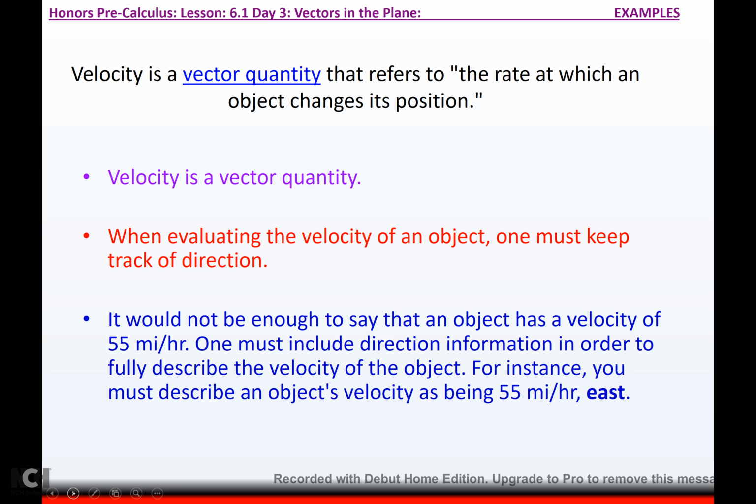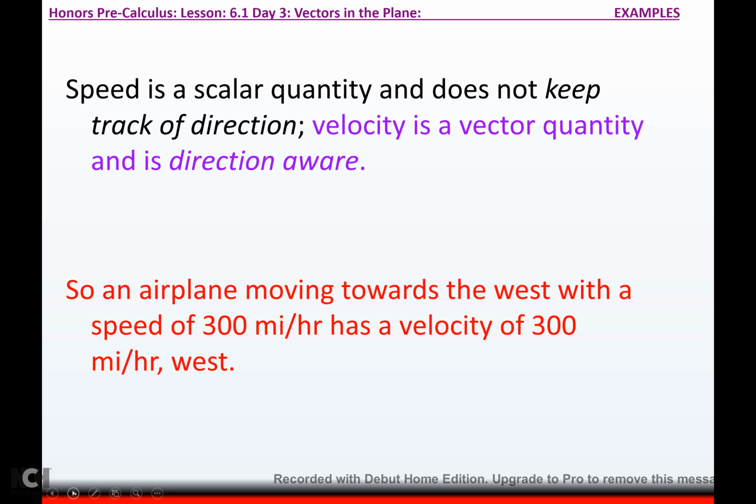It would not be enough to say that an object has a velocity of 55 miles per hour. One must include direction information in order to fully describe the velocity of the object. For instance, you must describe an object's velocity as being like 55 miles an hour east or 55 miles an hour north. You've got to have some direction in it to make it a true velocity. Speed, on the other hand, is a scalar quantity and does not keep track of direction. So you can say your speed is 55 miles an hour, but your velocity has to include direction.